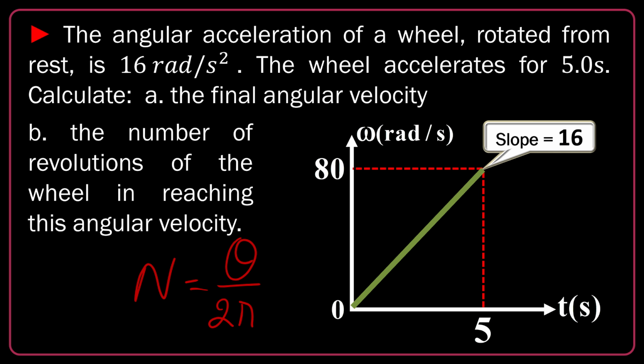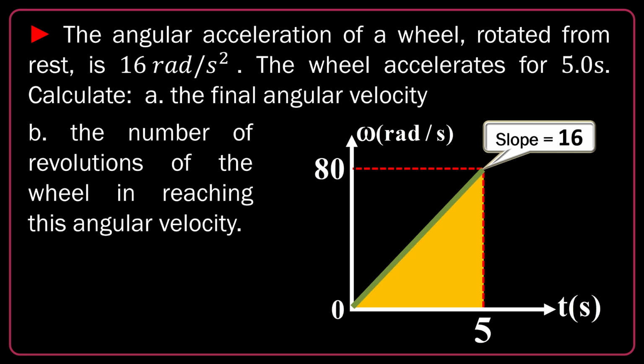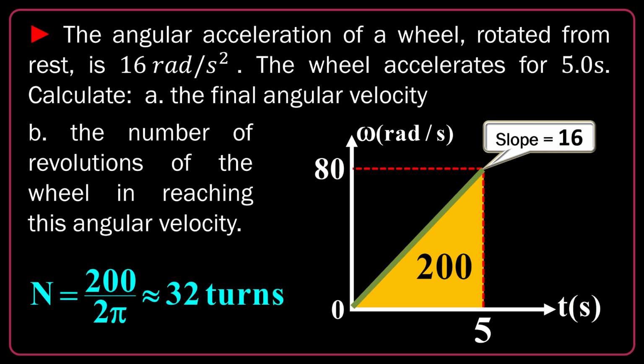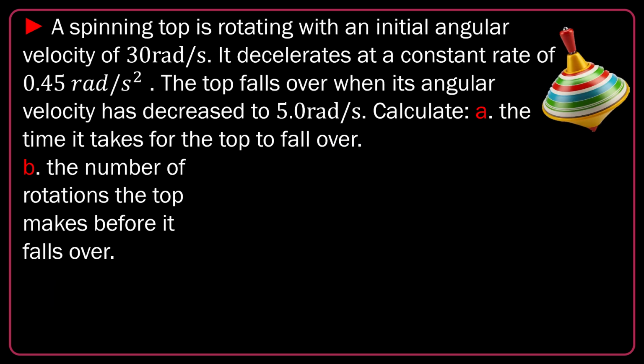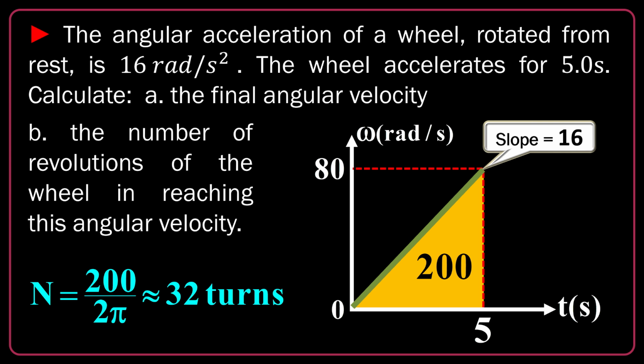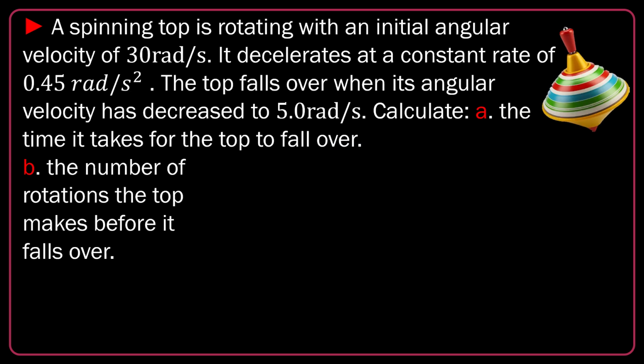First, I need theta. How to find theta, the total angular displacement? Easily, the area under the graph. That's all. The area under the graph will be the area of this right triangle. The vertical side is 80 and the horizontal side is 5, so it's 80 times 5 divided by 2. So easily it's 200 radians. Then I divide it by 2 pi because each 2 pi is a complete revolution. It's almost 32 thirds. This is the answer. Done. Let's go to the next question.